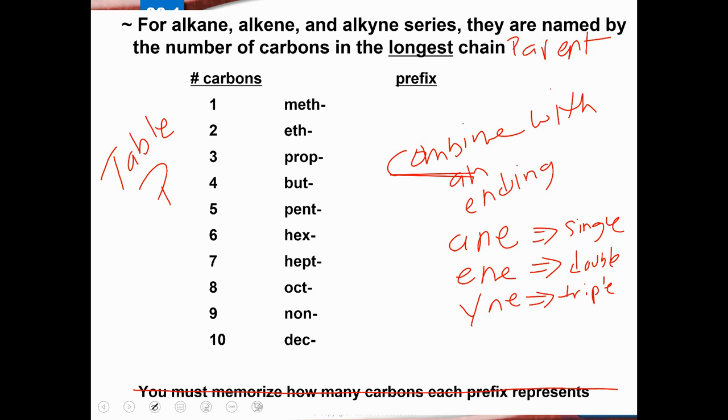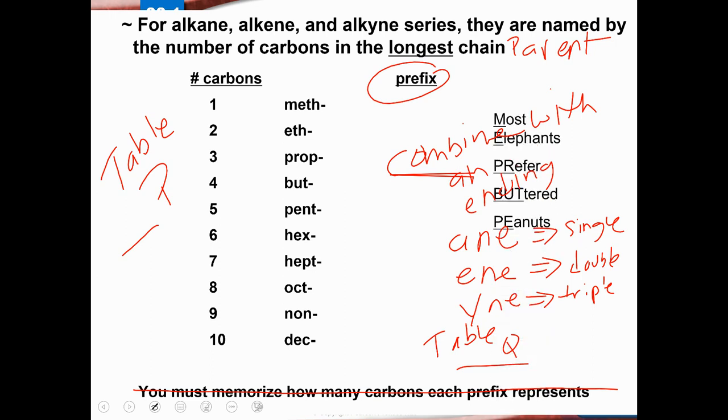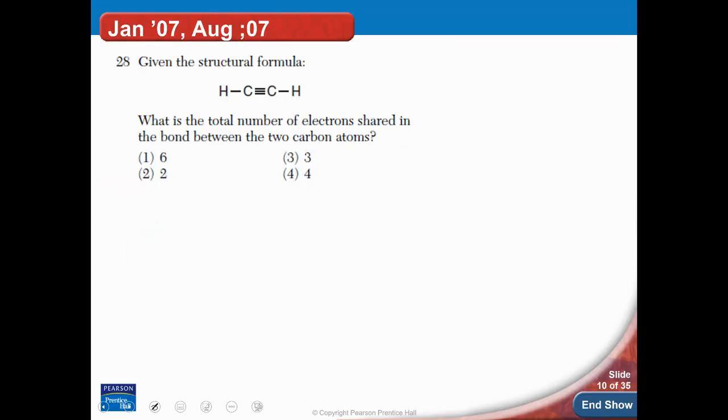And why do I know that? How do you know that? Table Q. So we're combining tables P and Q. Table P gives you the prefix. Table Q gives you the ending. You put those two together, you've got yourself the name of an organic compound. And don't worry about most elephants preferred buttered peanuts.